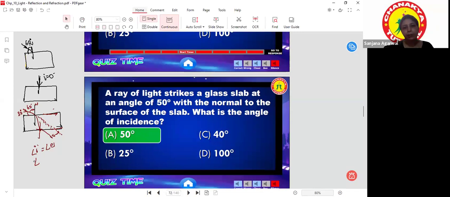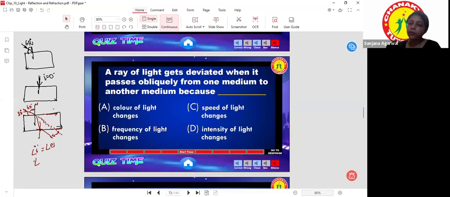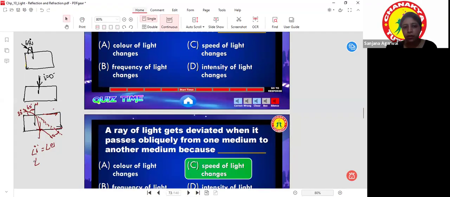A ray of light gets deviated when it passes obliquely from one medium to another medium because of: color of light changes, frequency changes, speed of light changes, or intensity changes. You are correct, because the speed of light changes.